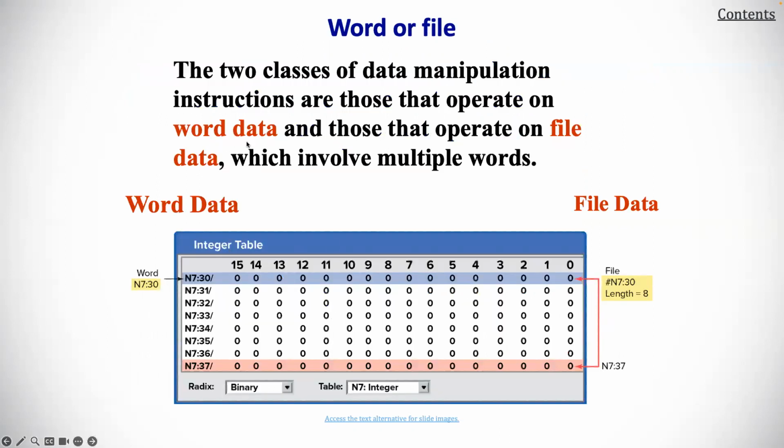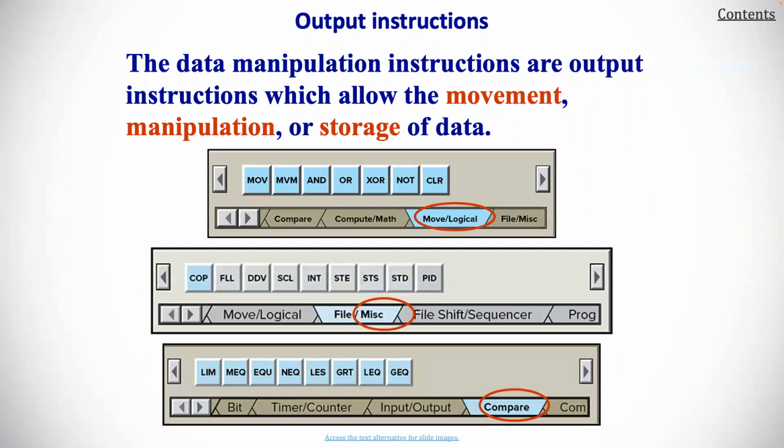When thinking in terms of a word or a file, the two classes of data manipulation instructions are those that operate on word data and those that operate on file data, which involves multiple words. So those are the two ways that we can be looking at it.